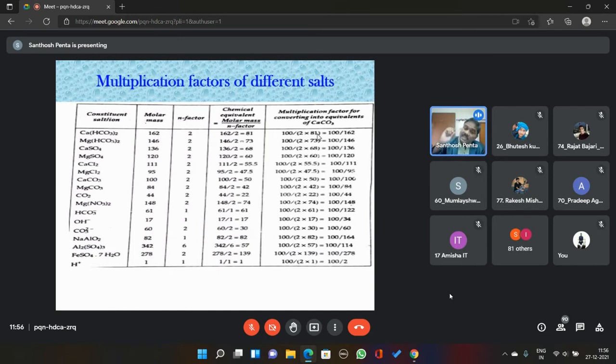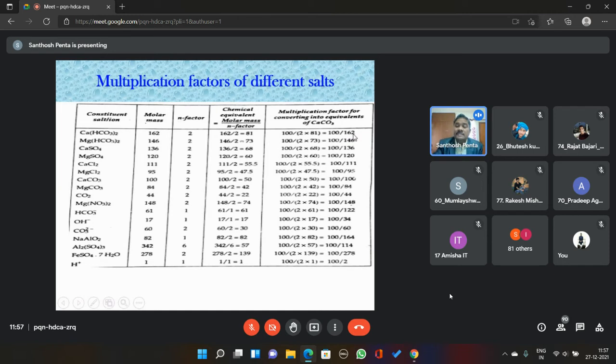Either you express in equivalent weights or you express in molecular weight. The molecular weight of calcium carbonate is 100, and the molecular weight of calcium bicarbonate is 162, so its multiplication factor is 100 by 162. Similarly, if magnesium bicarbonate is there, 100 by 146. Calcium sulfate, 100 by 136. Magnesium sulfate, 100 by 120. Calcium chloride, 100 by 111.